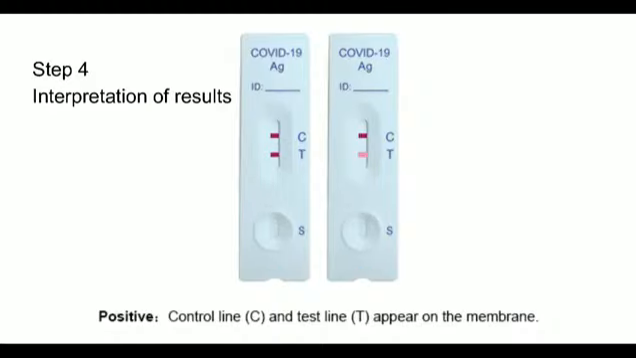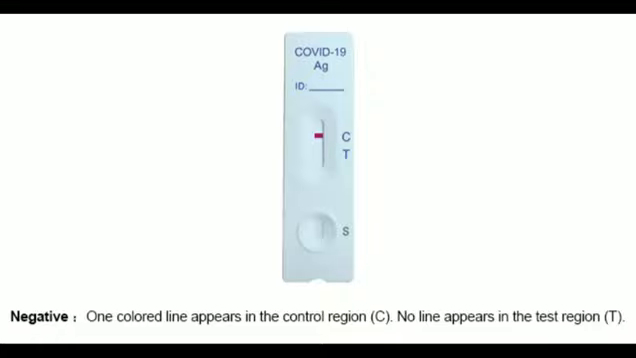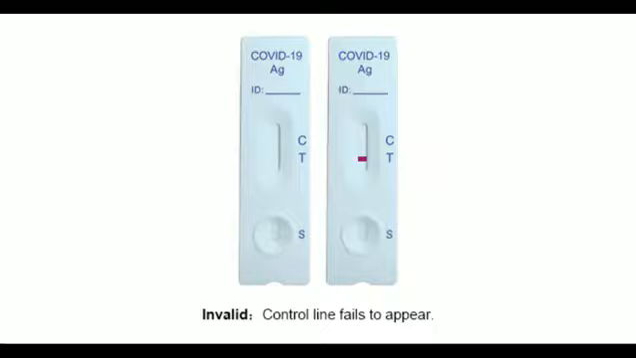Positive: control line C and test line T appear on the membrane. Negative: one colored line appears in the control region C, and no line appears in the test region T. Invalid: the control line fails to appear.